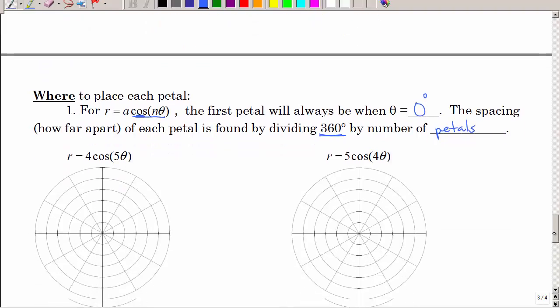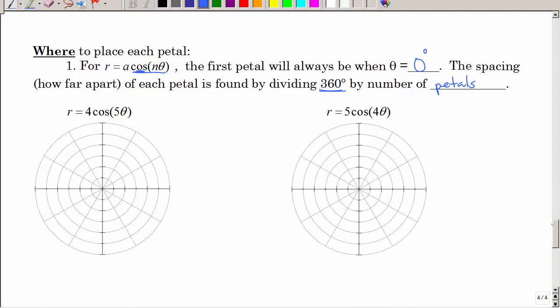So let's do some examples. So yes, you could do it on the calculator, but you're going to need to be able to answer some questions on the test. All right, so we know we have cosine. N is 5, so I know I have 5 petals. I'm going to take 360 and divide it by 5, and I'm going to get 72. So that would be how far apart each petal is. And they're going to be 4 big.